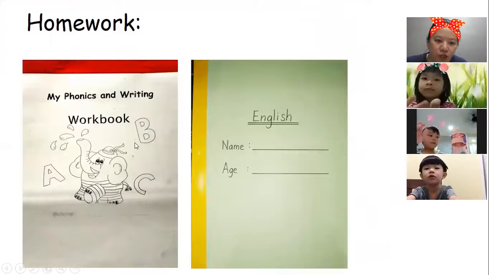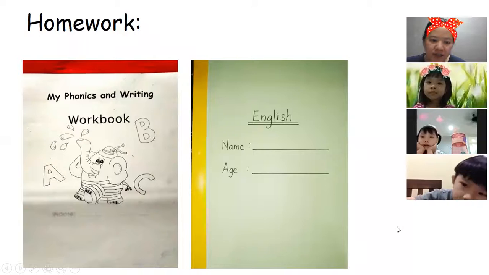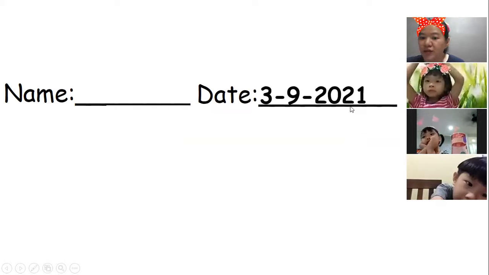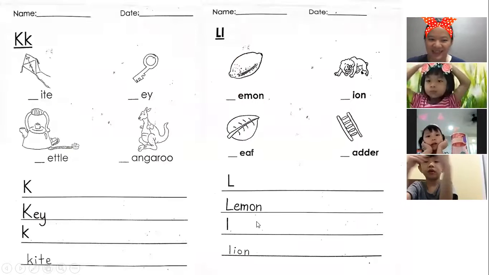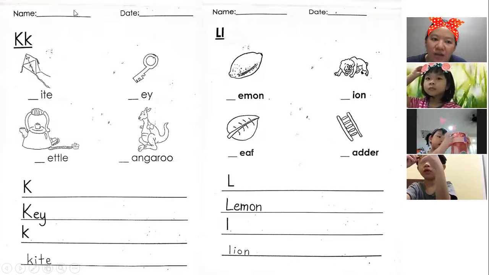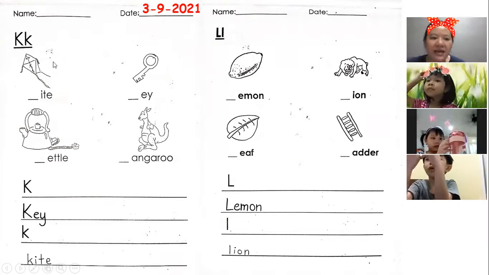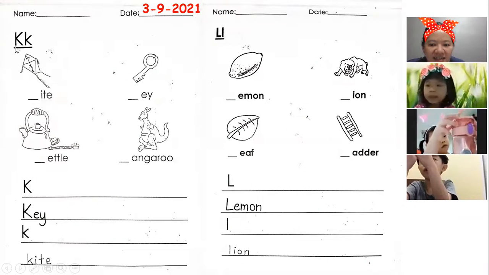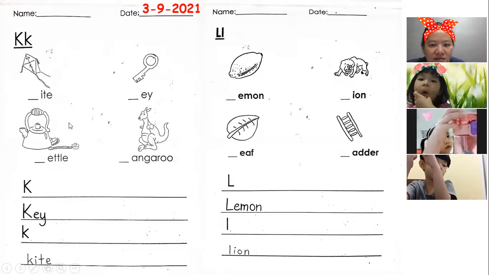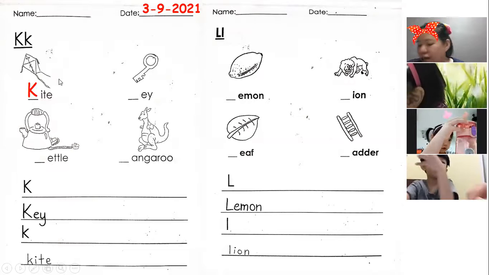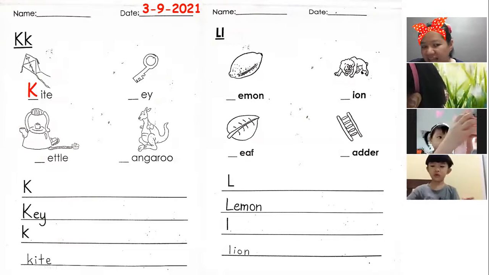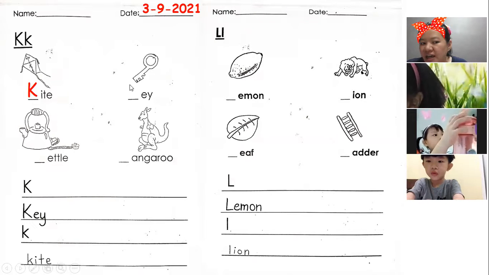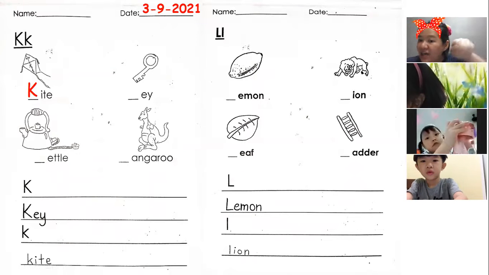Now we're going to get your homework. Here you need to write your name and today's date. And this one, cake. Do you remember what this is? What is this? Kite. Yes, I hear someone say kite. This one, we need to unlock. We need to unlock the door. What is it? Key.